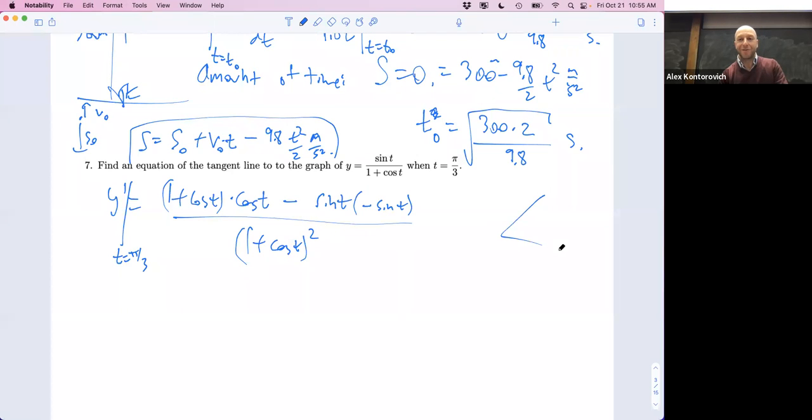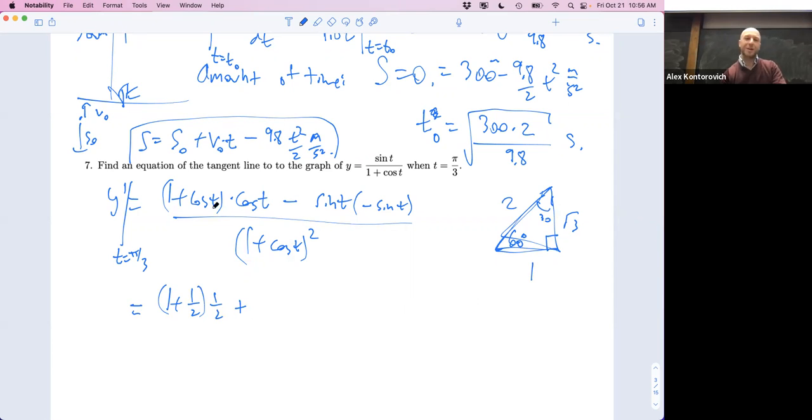Pi over 3 is 60 degrees. So that's a right triangle. Here we go. Let's put 60 degrees here. That's pi over 3. So that's a root 3 opposite the 60, a 1 opposite the 30, and a 2 on the hypotenuse. And I need to know what its cosine is. So the cosine is a half. So this is 1 plus a half times a half minus, I guess, plus sine squared.